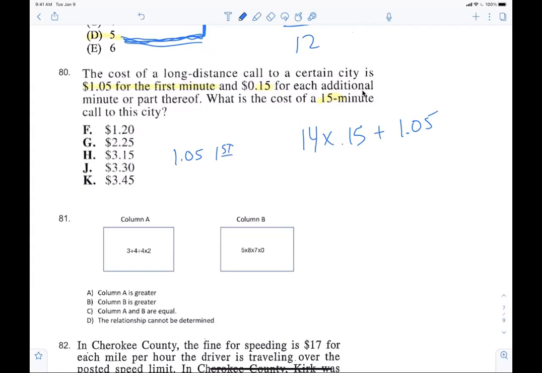Okay. So what was the answer? I believe it's $3.15. Anybody else get $3.15? Everybody happy? $3.15, because 14 times 15 cents is $2.10. And $2.10 plus $1.05 is $3.15. All right, very nice work.